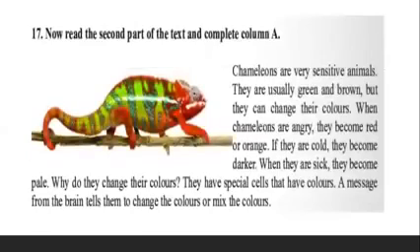Chameleons are very sensitive animals. They are usually green and brown, but they can change their colors. When chameleons are angry, they become red or orange. If they are cold, they become darker. When they are sick, they become pale. Why do they change their colors? They have special cells that have colors. A message from the brain tells them to change the colors or mix the colors.